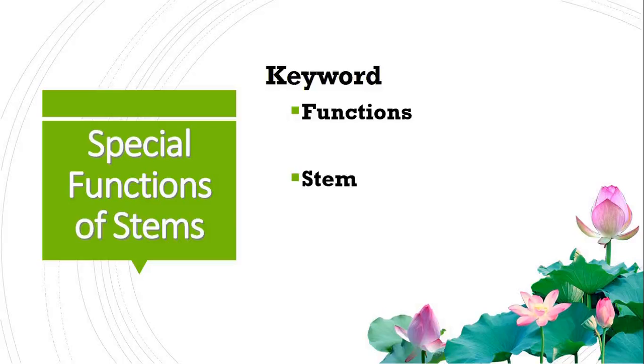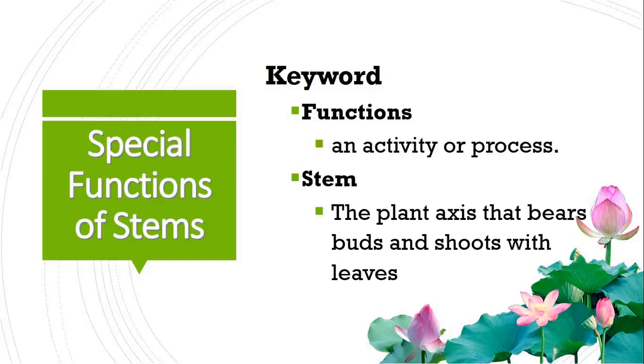Now we will learn the meaning of these keywords. First, function. A function is an activity or process carried out by a system in an organism. Next, stem. Stem is the plant axis that bears buds and shoots with leaves.